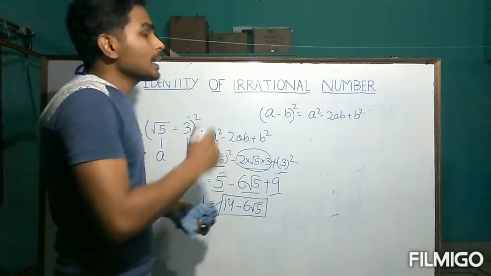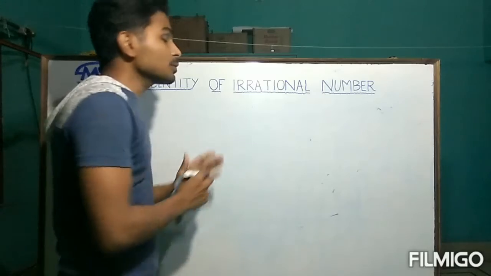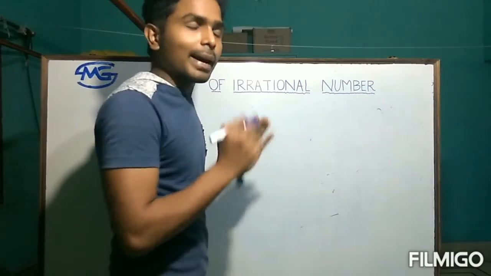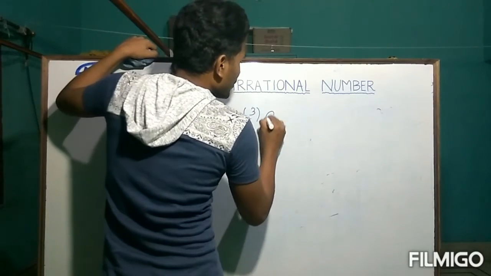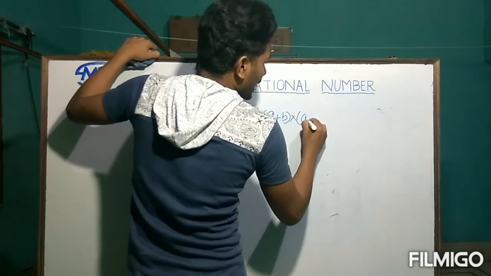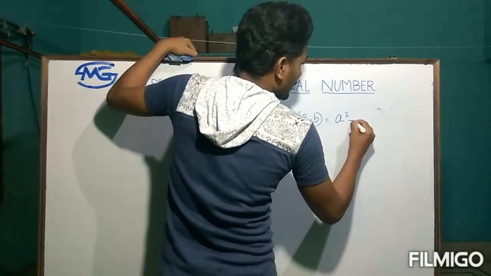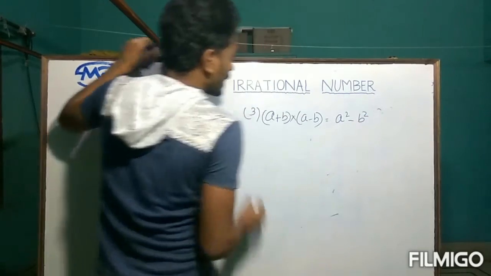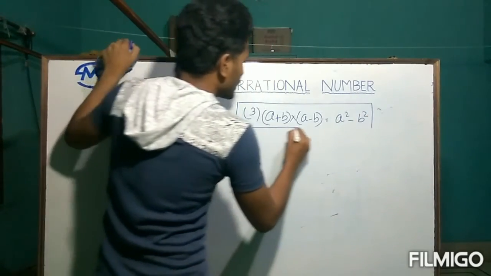Okay, so let's try the third formula of identity. Let's come to rule number 3 of identity. The third rule is (a plus b) into (a minus b) is how much? It is a square minus b square. This is the third rule of identity.